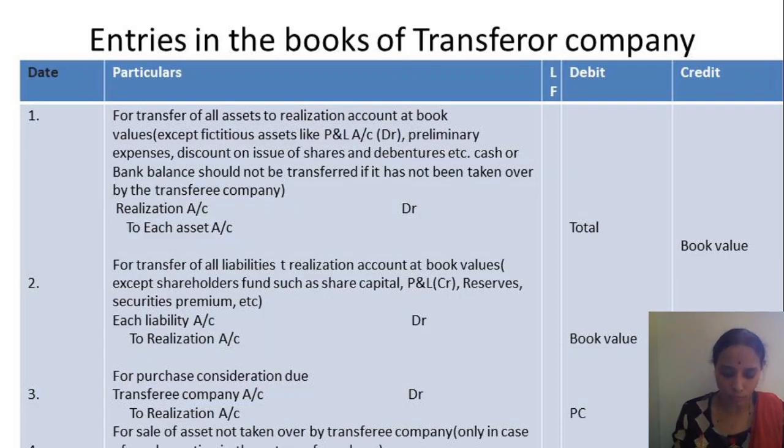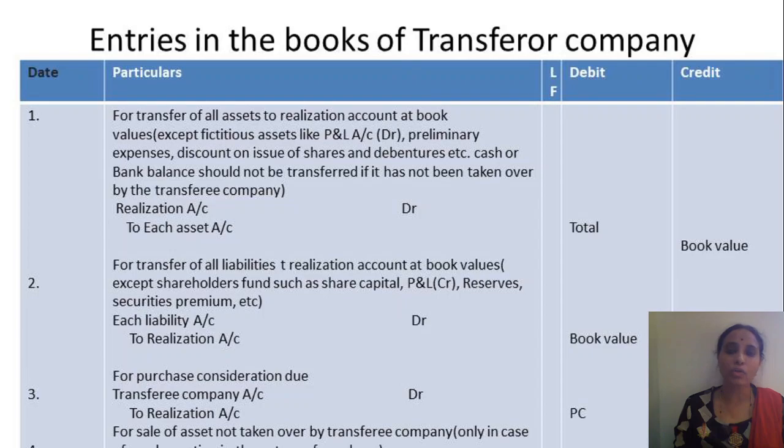So the journal entry for the transfer is realization account debit to each asset account. Why is it debited? Why is each account credited? See, the explanation for the realization account debit and for each asset account credit is, we know that each and every asset account is having debit balance. In order to close, we credit it. We transfer that to the realization account. Hence, realization account debit to each asset account.